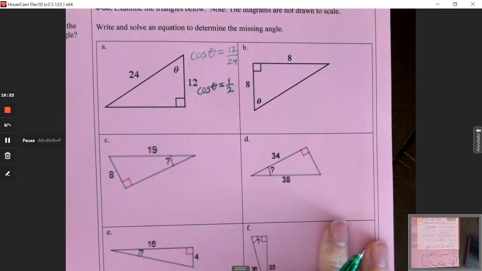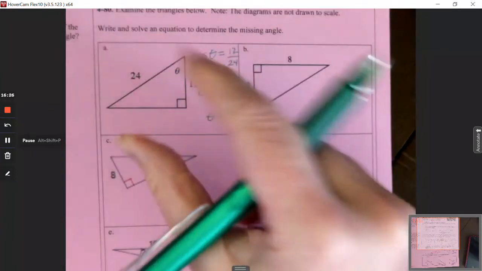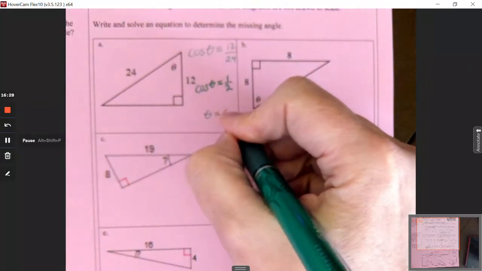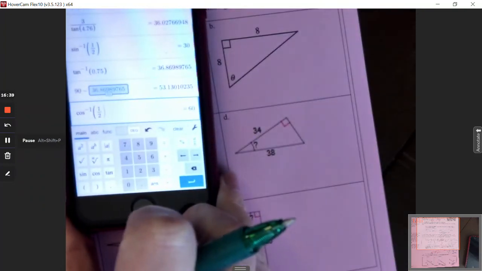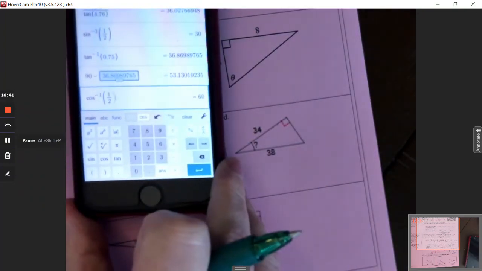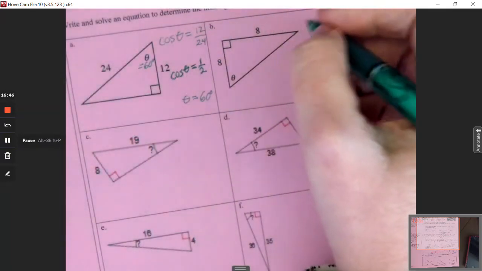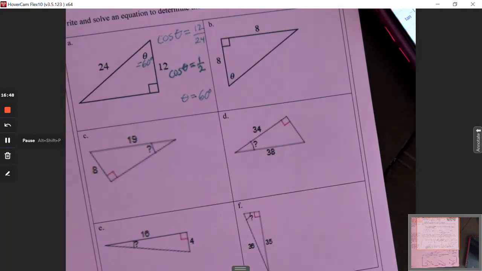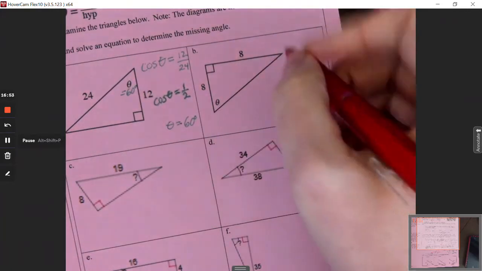Not drawn to scale, but these are both 8. This is sine, cosine, or tangent? It will be tangent. Theta equals 8 over 8, or 1. What is the answer? Again, this one I recognized too, and I knew right away what the answer was. I didn't have to do any of this. But I'm going to take the tangent inverse of 1, which gives me theta equals 45 degrees.